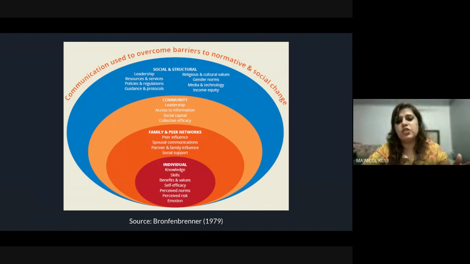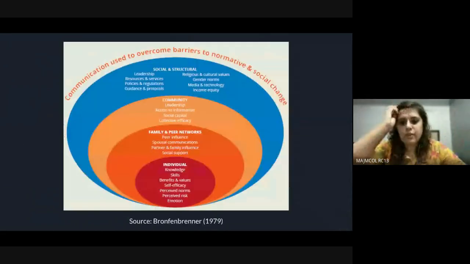And the intervention of media and technology becomes important here, because media and technology might not really be helpful at the individual or the family and peer network level, but to bring about a change at the societal level, at the structural level, media and technology is the most effective way to overcome those barriers.